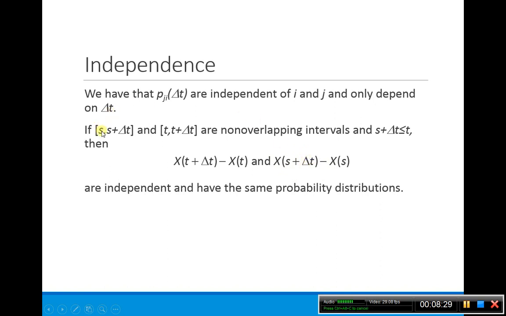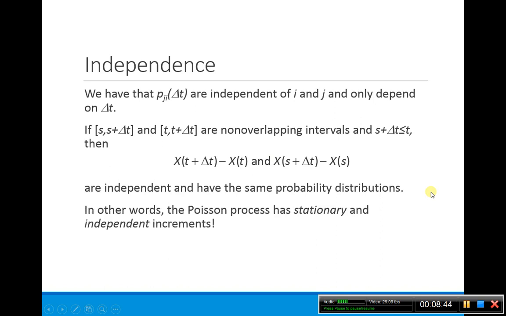So here I've gone from s to s plus delta t. My interval here is a length of delta t. The interval here is a length of delta t. So what we have is that these processes are independent, but they do have the same distribution, so they're going to behave in the same way. So basically what we have is a Poisson process has stationary and independent increments.